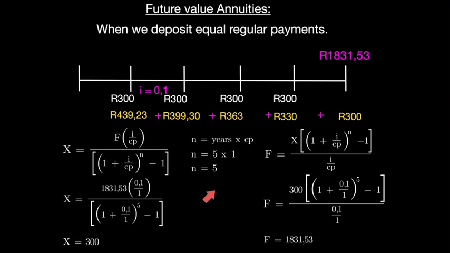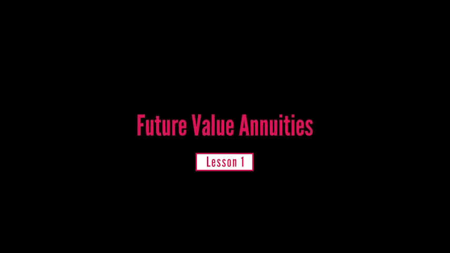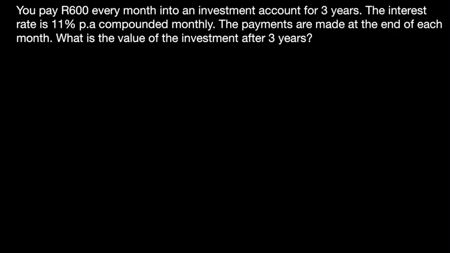Now let's go and look at an example. In this example, we are going to pay 600 Rand every month into an investment account for 3 years. Since this is an investment, we want our money to grow to the future, so this will be a future value annuity, not a present value annuity, because with a present value annuity we are paying something off. The interest rate is 11% per annum compounded monthly. The payments are made at the end of each month. What is the value of the investment after 3 years?